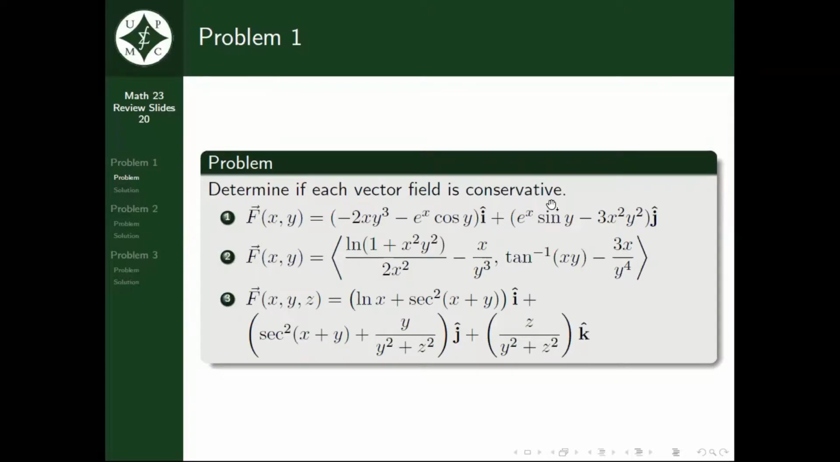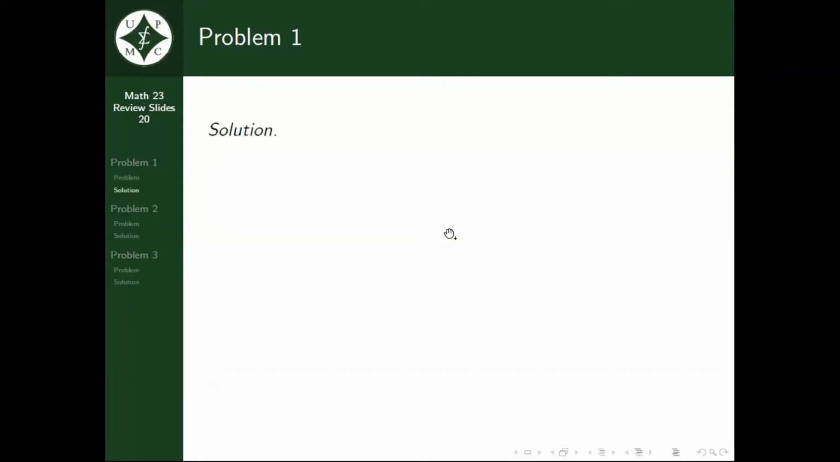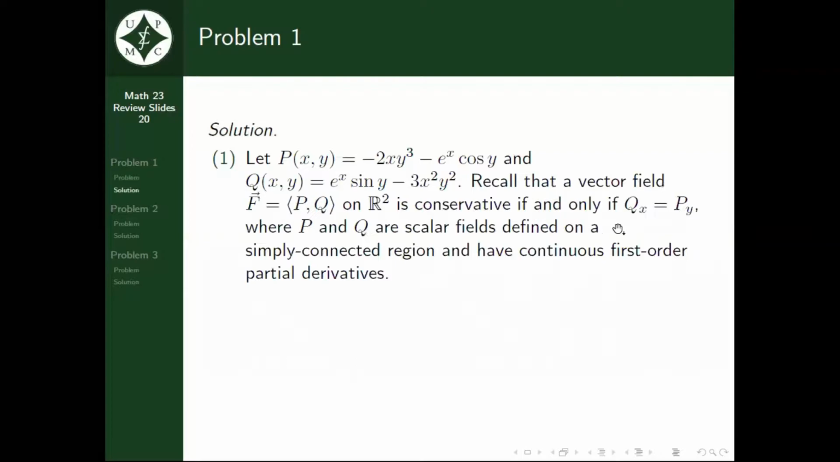So we determine if each vector field is conservative. First step, let's declare some variables here. Let P be equal to this function, and Q to be equal to this function here. This is simply the first component, and this is the second component. Since this is a vector field on R2, we have a simple test to determine if the vector field F is conservative, which is given by this one.